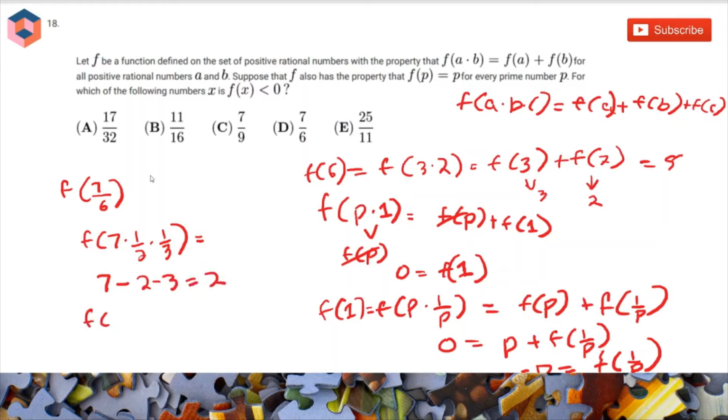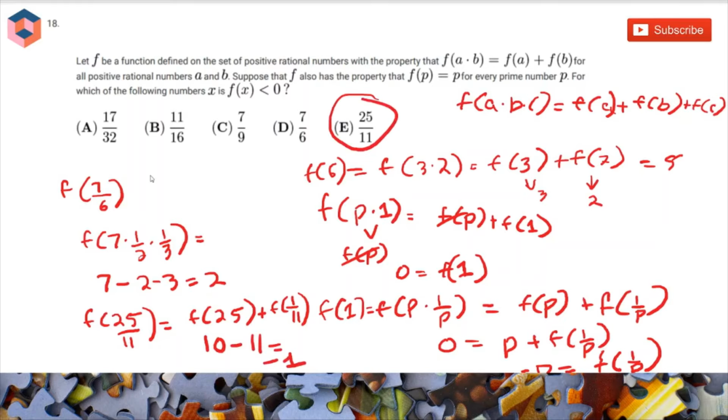Now let's try f of 25 over 11. This is f of 25 minus f of 1 over 11 plus f of 1 over 11. Now f of 25 is just f of 5 plus f of 5. And since 5 is a prime number, that gives us 10. And f of 1 over 11 is just minus 11, which is negative 1. And since this gives us a negative number, we get E.